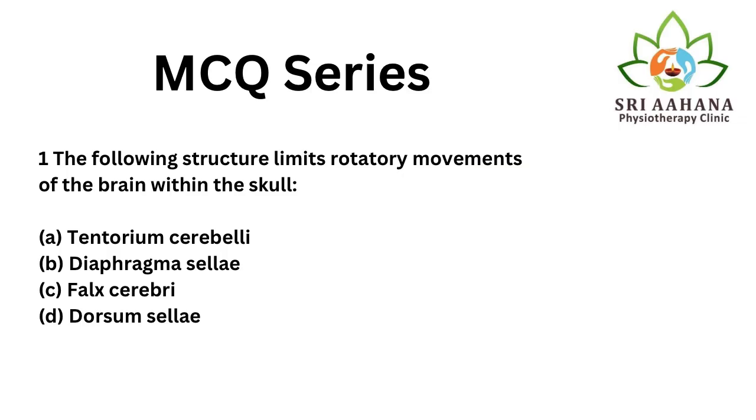The following structure limits rotatory movements of the brain within the skull. A. Tentorium cerebelli. B. Diaphragma sellae. C. Falx cerebri. D. Dorsum sellae. The correct answer is C. Falx cerebri. This limits the rotatory movements of the brain within the skull.